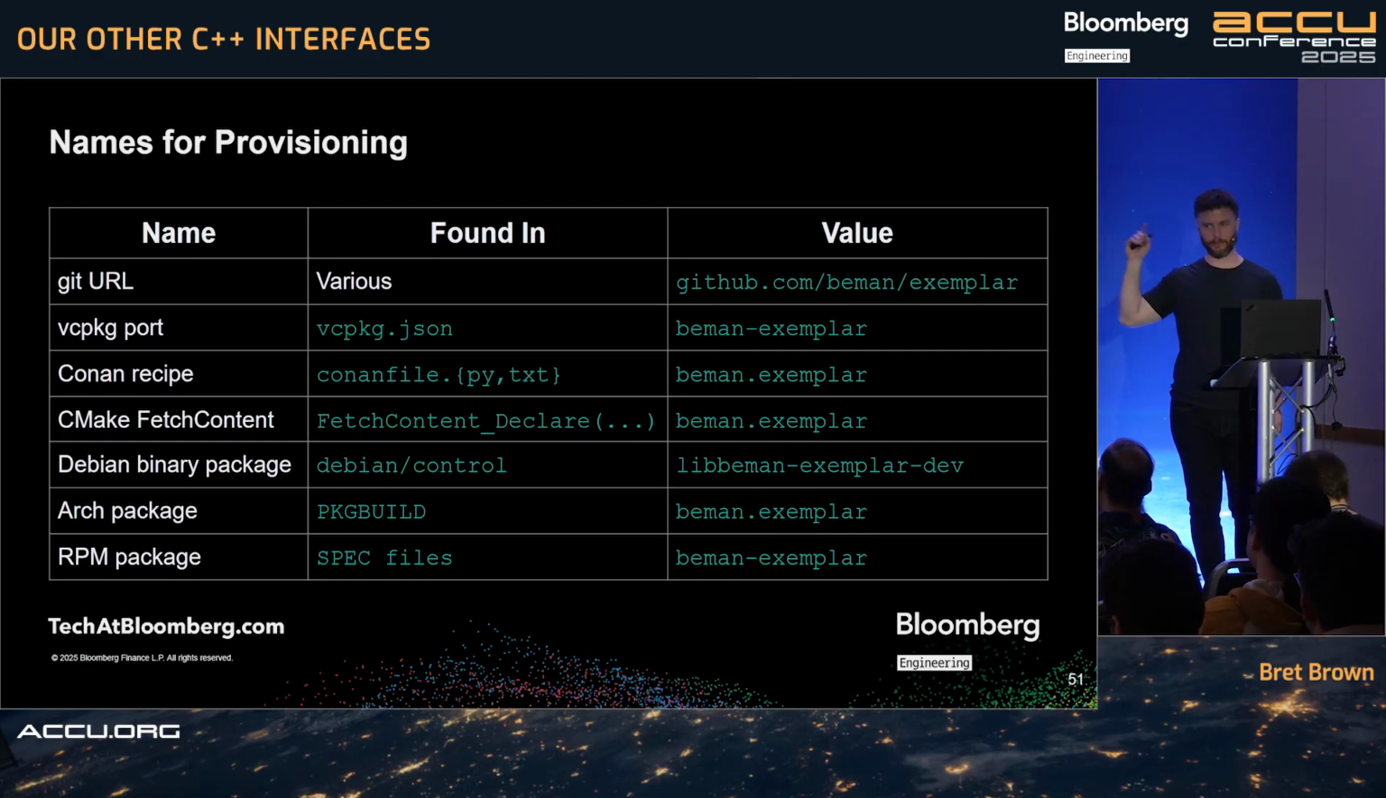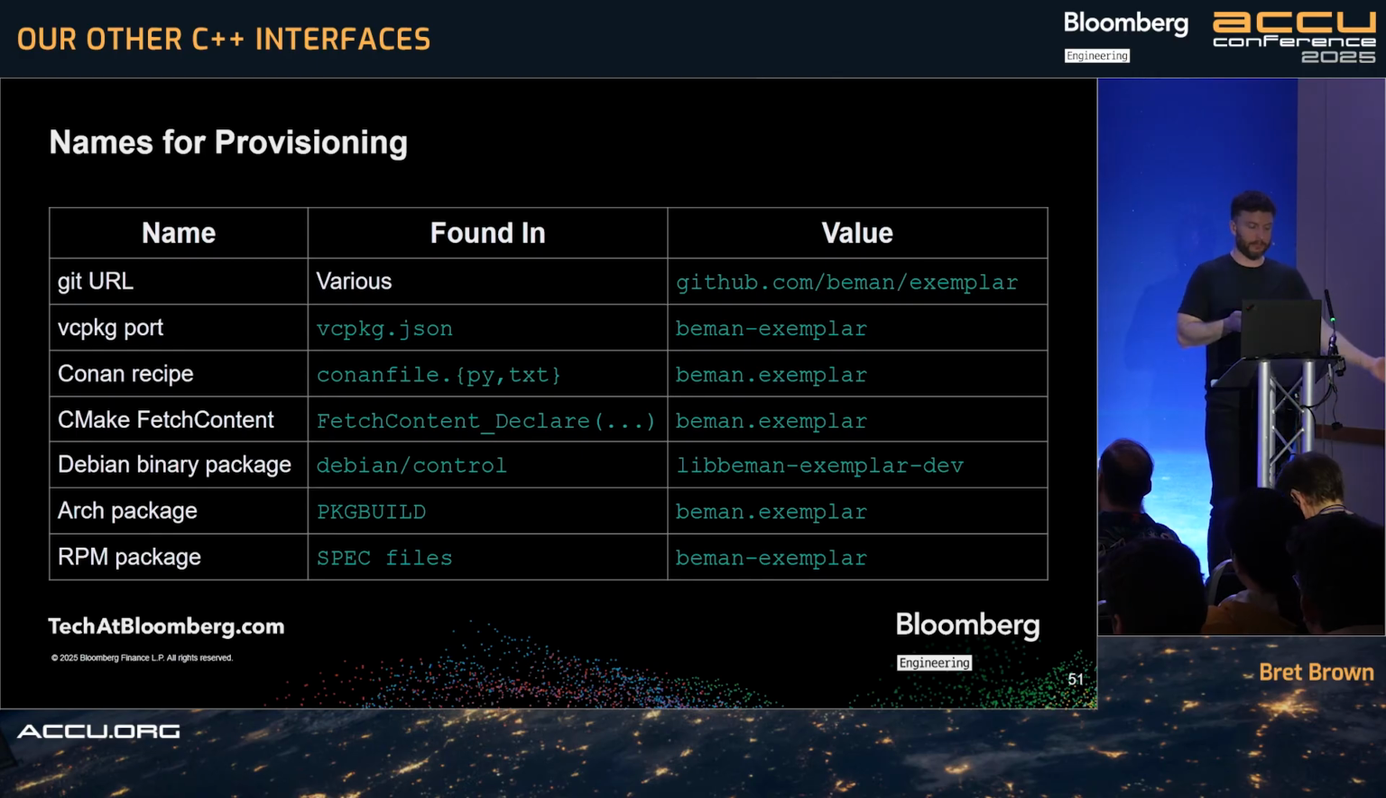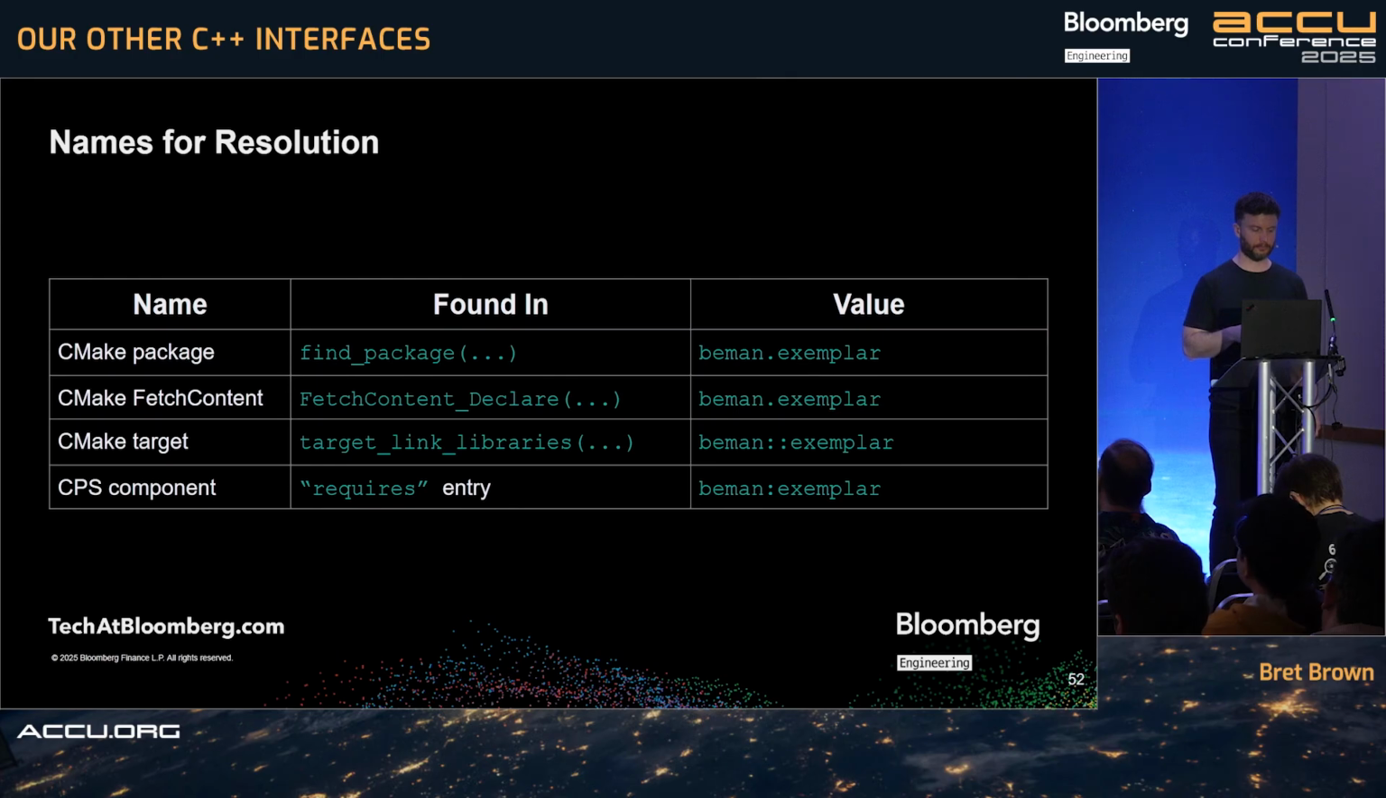And we picked one. It's the same as the other one, so not surprising, but you have to pick it. And then, more packaging that you could do. This is the resolution domain. We've picked names for this, right? Like the CMake package, the thing you would pass into find_package. Again, beam and dot exemplar.